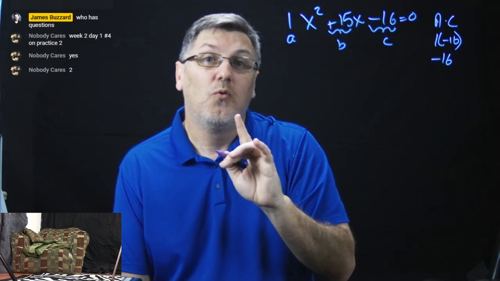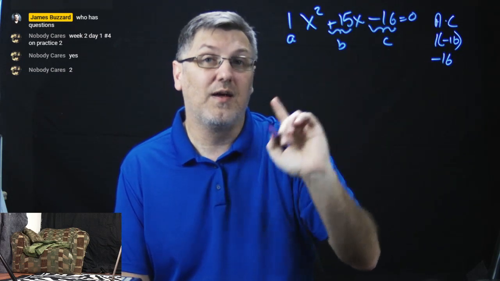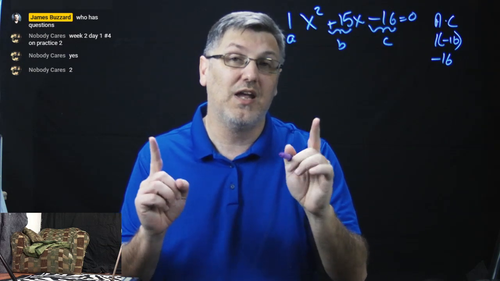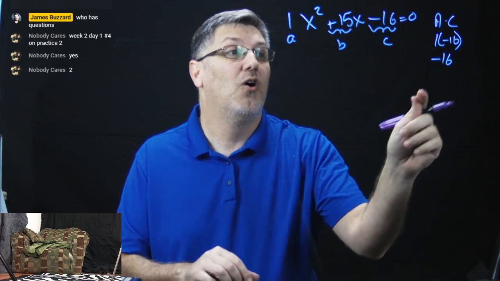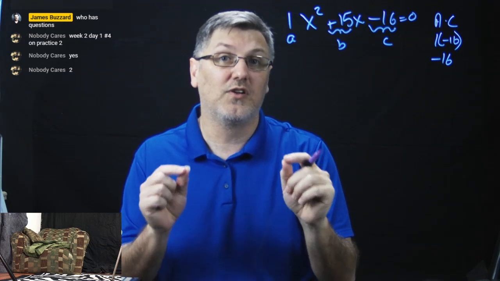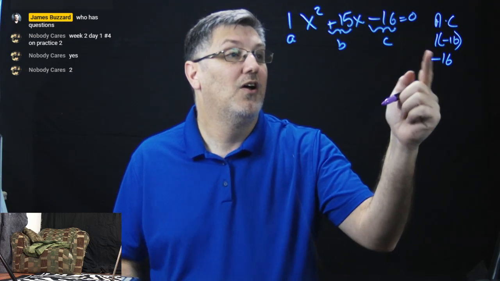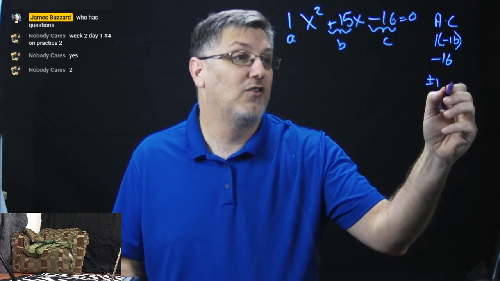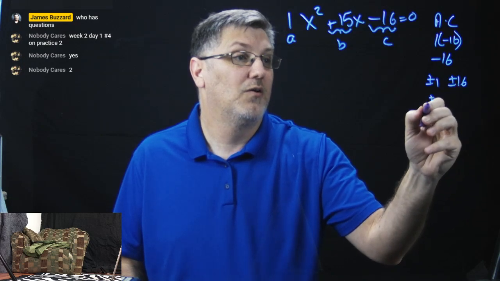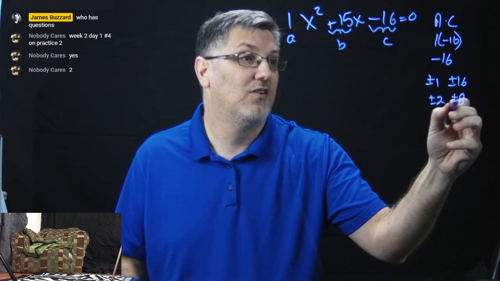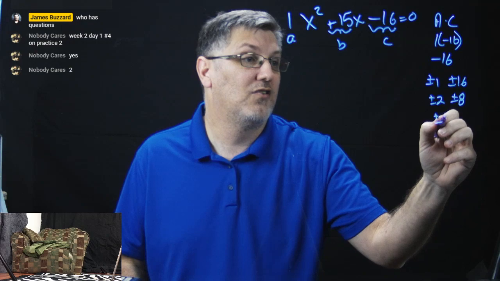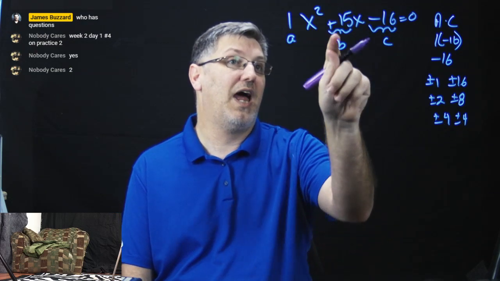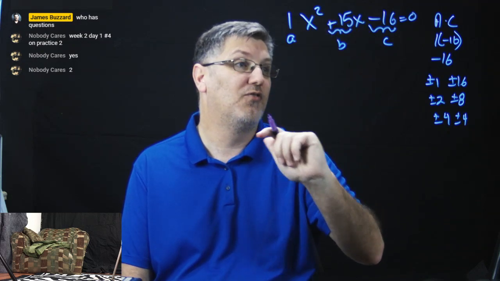Now, once we do the AC with this negative sign, that means that I'm going to have alternating signs. One's got to be positive, one's got to be negative. It can't be the same sign. Only when this is positive will they both be the same sign, like 2 positives or 2 negatives. So I'm going to list the factors of negative 16. So I've got plus or minus 1 and 16, plus or minus 2 and 8, plus or minus 4 and 4, and we're looking for something that's going to add up to positive 15.